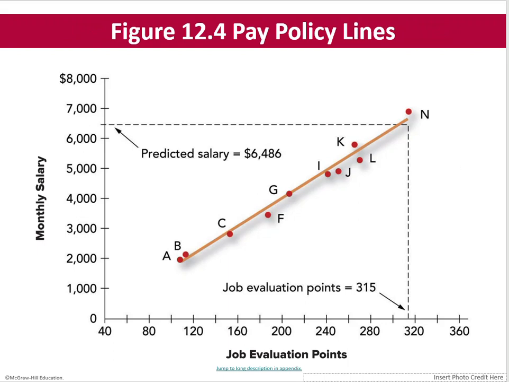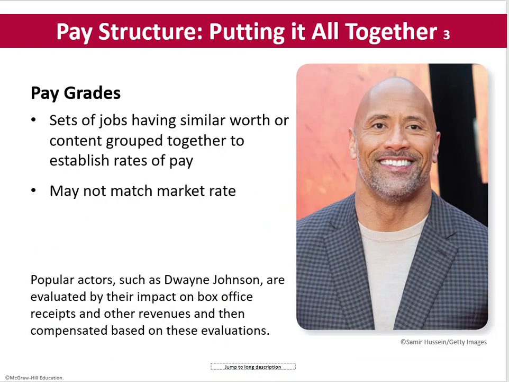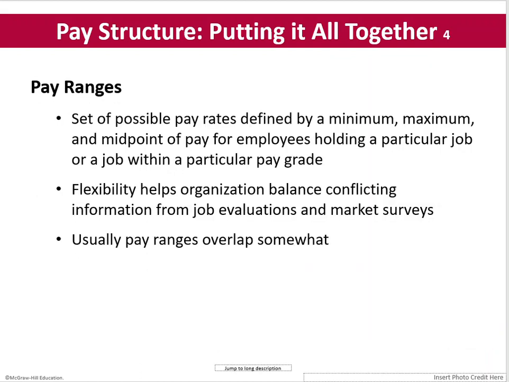So we talked a little bit earlier about pay grades. It's a set of jobs having similar worth or content grouped together to establish fair rates of pay. So, you had grade 6, grade 7, grade 8, and they all covered a different range. It may not match market rate. I may decide to pay my employees more than the going rate, so my pay grade might be a little bit higher. Popular actors such as Joanne Johnson are evaluated by their impact on the box office receipts. So if they make more money in box office receipts than the next movie, they can demand a higher rate.